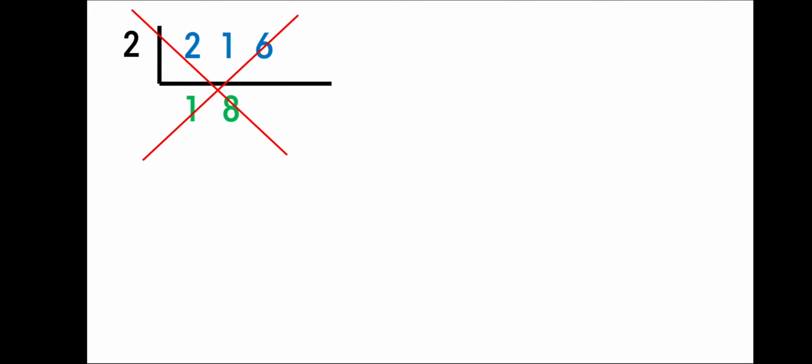Because once we factorize a number, we can multiply the factors again and get the same number. Here, when we multiply the factors, I get 2 into 18 is 36, but our number is 216. So how do we do these types of problems?